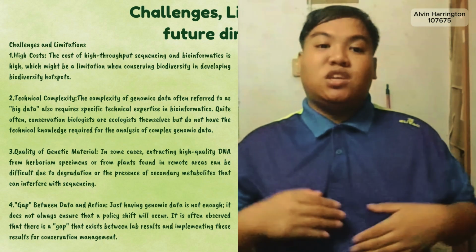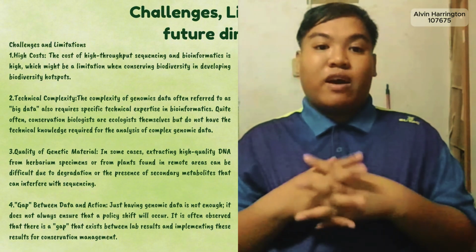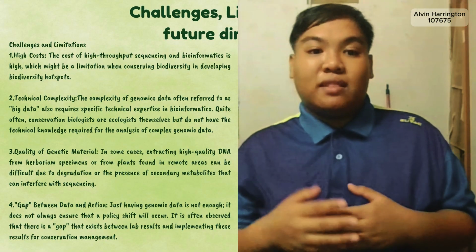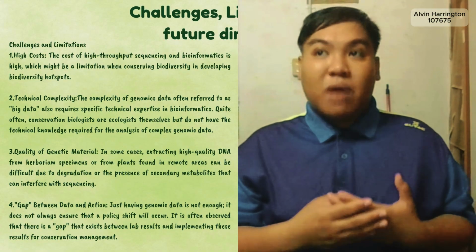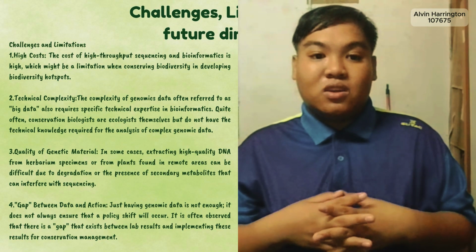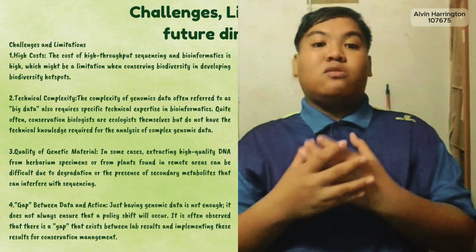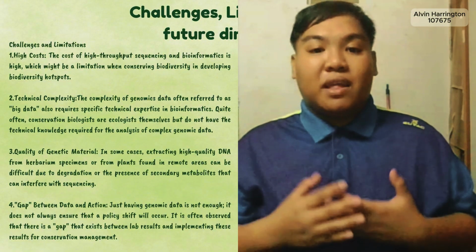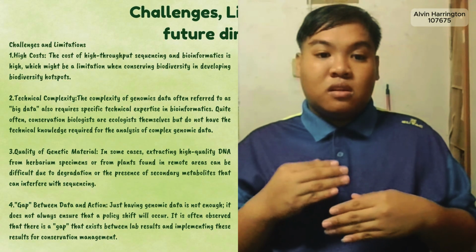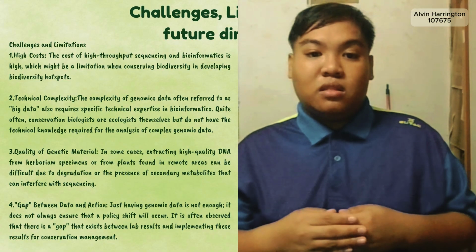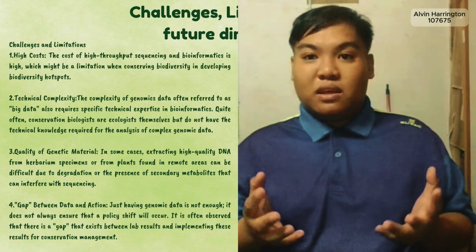Let's move to challenges, limitations, and future directions. For challenges and limitations, we have four. First is high cost. The cost of high-throughput sequencing and bioinformatics is high, which might be a limitation when conserving biodiversity in biodiversity hotspots. Second is technical complexity. The complexity of genomic data, often referred to as big data, also requires specific technical experience in bioinformatics. Quite often, conservation biologists and ecologists themselves do not have the technical knowledge required for the analysis of complex genomic data.